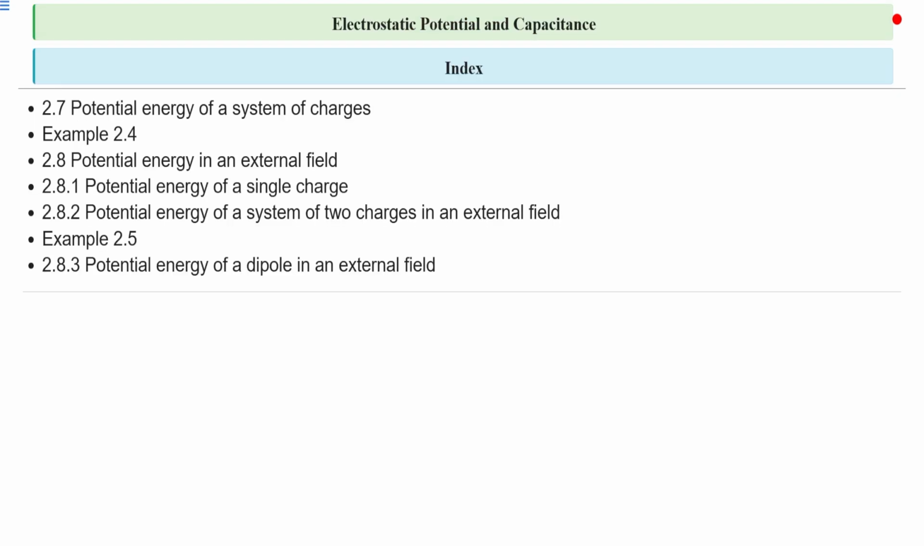So, the topics we are going to cover today. First one is 2.7 potential energy of a system of charges. Example 2.4 potential energy in an external field, potential energy of a single charge, potential energy of a system of two charges in an external field. Example 2.5 and potential energy of a dipole in an external field. So let's begin.